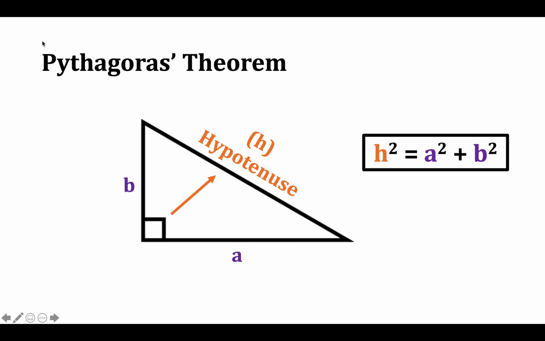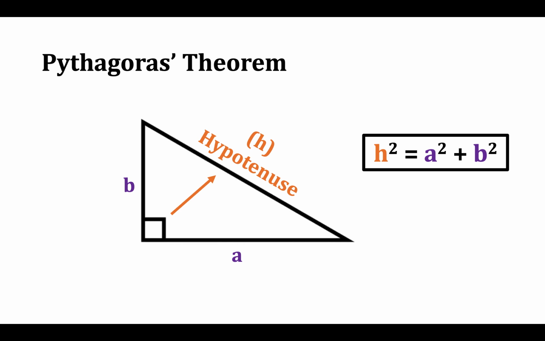So firstly, you should already be aware of Pythagoras' theorem. It's only applicable to right-angled triangles. And we know that the longest side of a right-angled triangle occurs across from the right angle, so opposite the right angle. And we have a special name for the longest side, which is the hypotenuse. Pythagoras' theorem states that the hypotenuse squared is equal to the sum of the squares of the other two sides, giving us h squared is equal to a squared plus b squared.